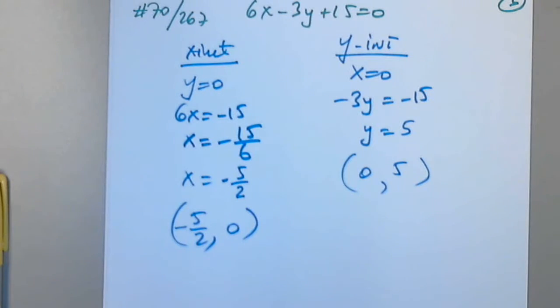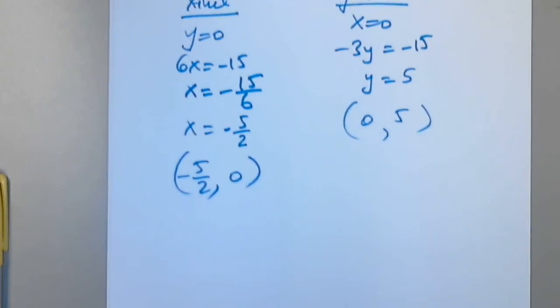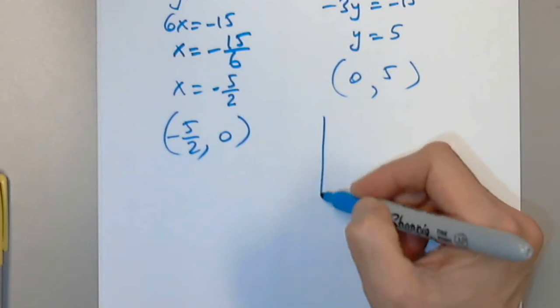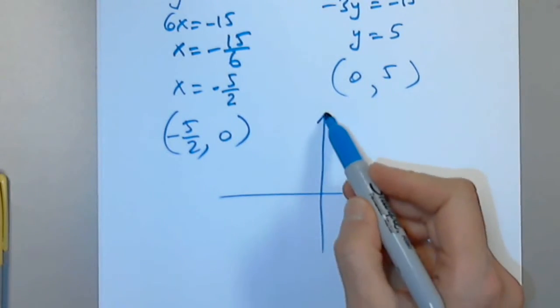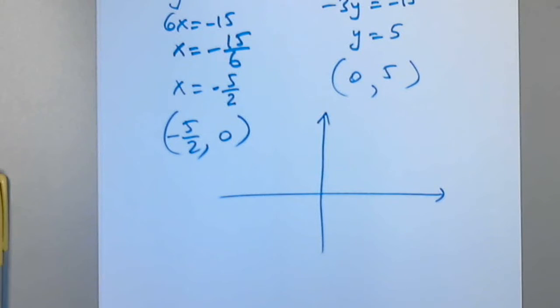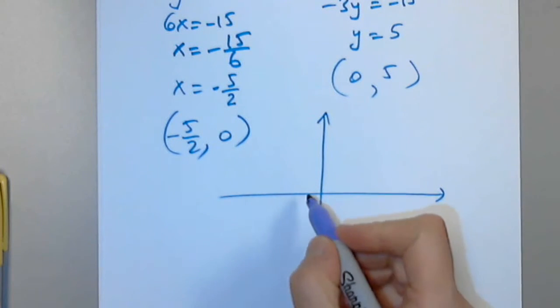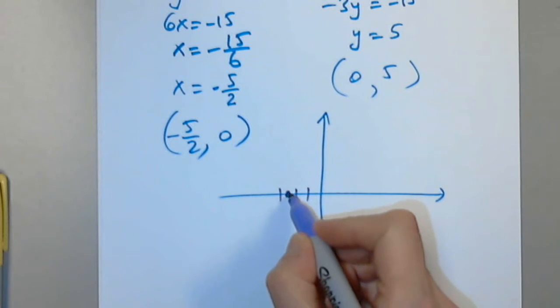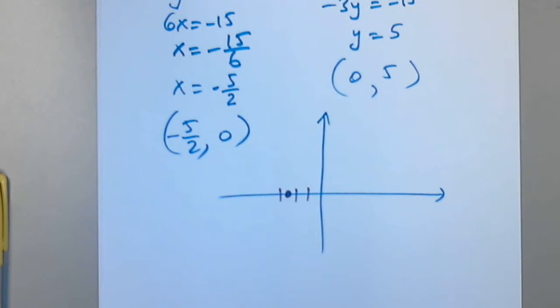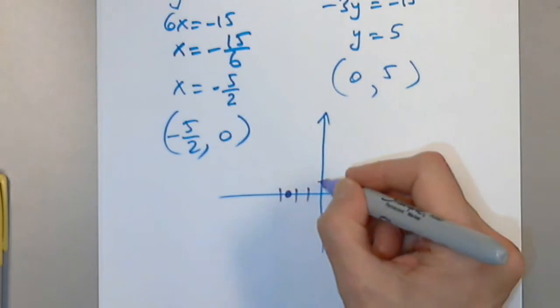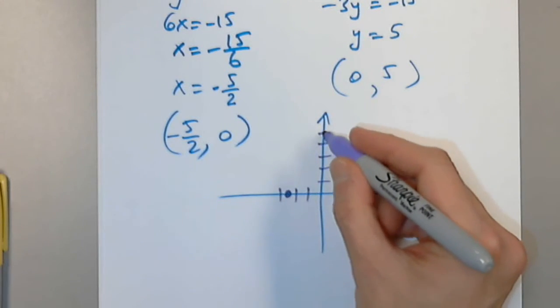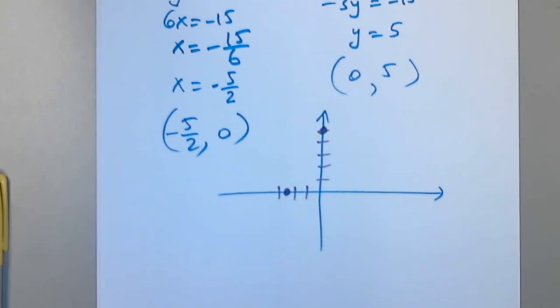So let's graph, connect the points, extend the line, and this is it. In order to plot negative 5 halves, comma 0, that's negative 2.5, comma 0, right here. That's the x-intercept. And then 5: 1, 2, 3, 4, 5. Connect and extend.